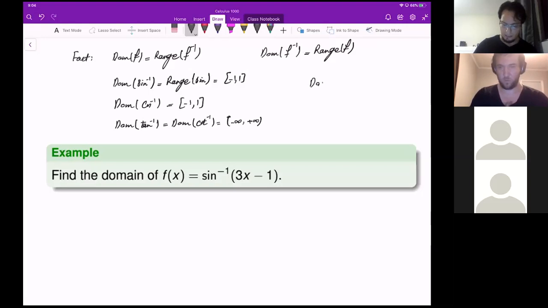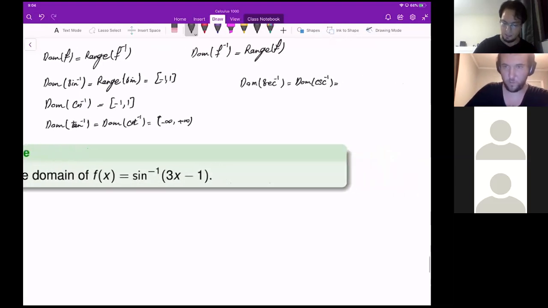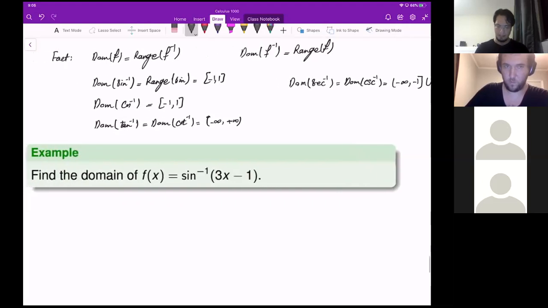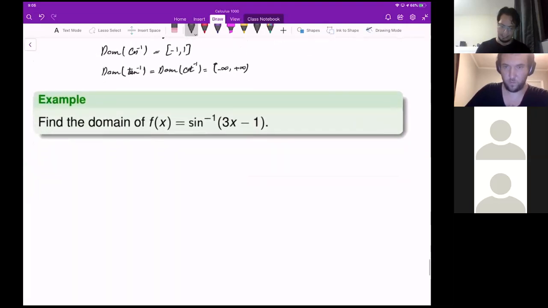The domain of secant inverse and the domain of cosecant inverse is, oh, this is a little bit more. You see the image of secant and cosecant is everything less than -1, including -1, or everything bigger than 1. That's how we have it. Now, let's go do this example.